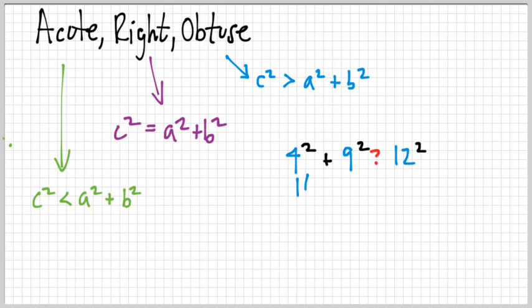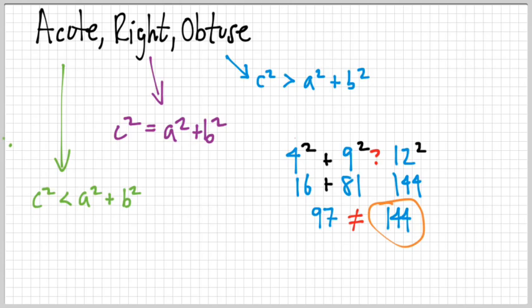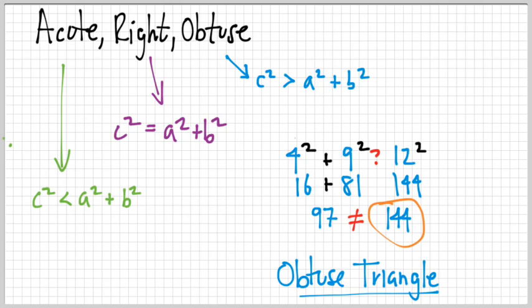So this example that I'm putting up here is just a problem from the previous page, the 4, 9, and 12 that we just did. 97 is not equal to 144. It is smaller, right? 97 is smaller. The hypotenuse squared is bigger than a squared plus b squared, so that makes it obtuse. Okay, that was an obtuse triangle.